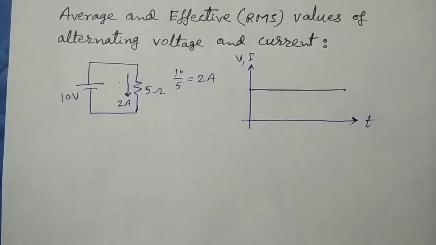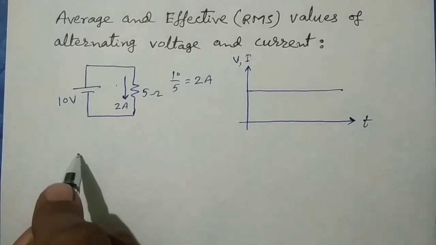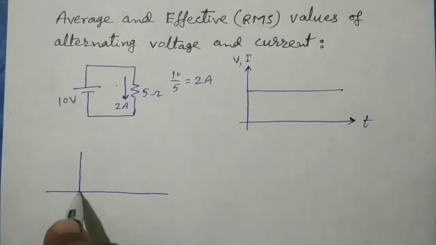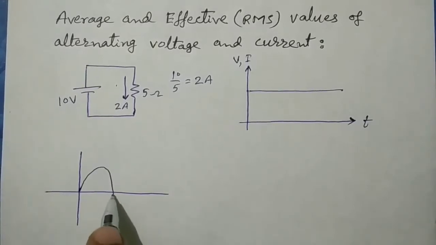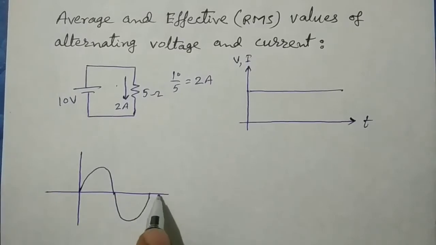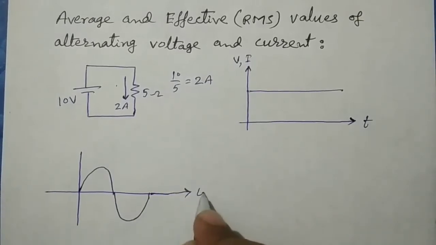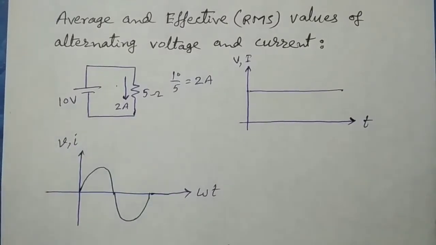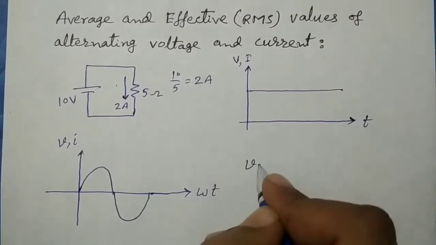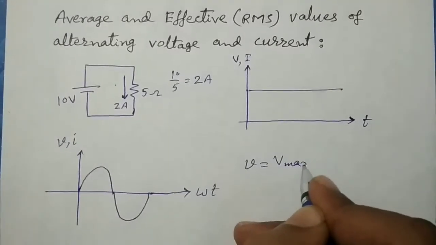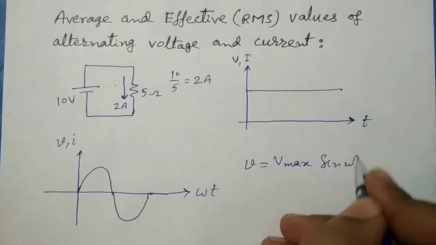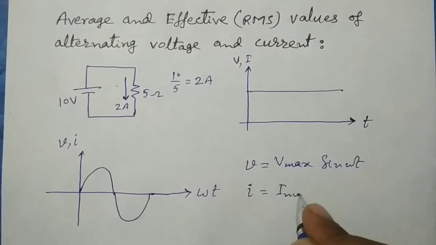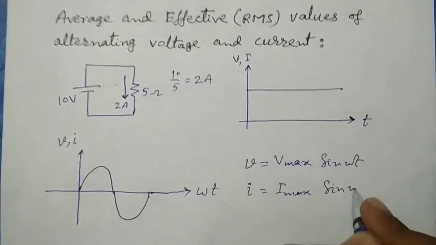But in case of AC system, as we know, for a sinusoidal alternating voltage or current, where the value is continuously changing with respect to time, it may be either V or I. So V can be written as V max sine omega t, and if we consider current, then it will be I max sine omega t.